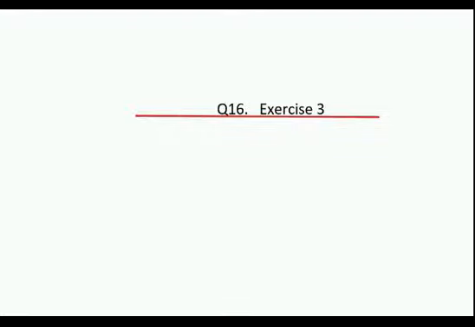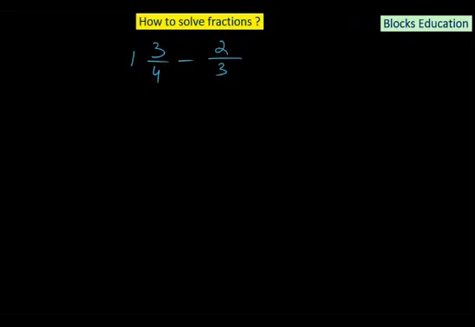This is question number 16 of exercise 3. In this question the first fraction is a mixed fraction, 1 3 over 4 minus 2 over 3. So let's make it a normal fraction. 4 1s are 4. You multiply these two terms and the answer is added with this 3. So 4 1s are 4, and 4 plus 3 is 7. So the answer is 7 over 4 as it is, minus 2 over 3.